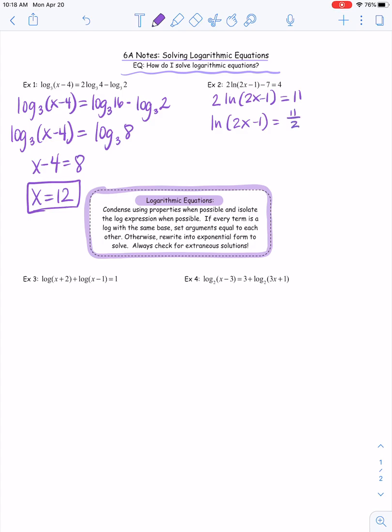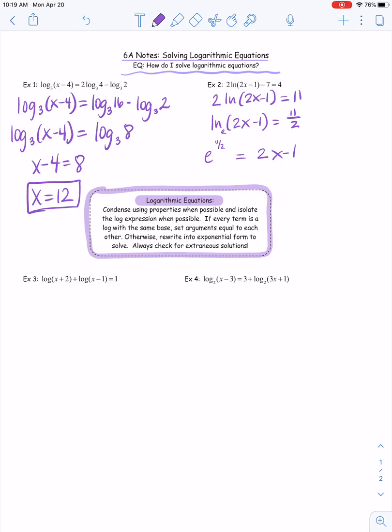At this point, I want to rewrite this as an exponential function. We know that the natural log has a base of e. It's just not written in. So I can rewrite this as e to the 11 over 2 power is going to equal my argument of 2x minus 1. I'm taking my base of e, raising it to that power of 11 over 2, and that's going to equal the argument of 2x minus 1.